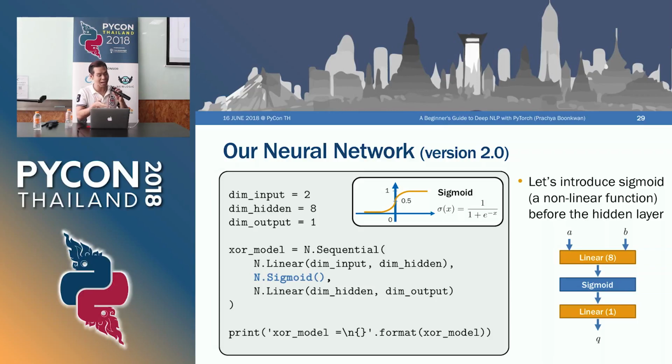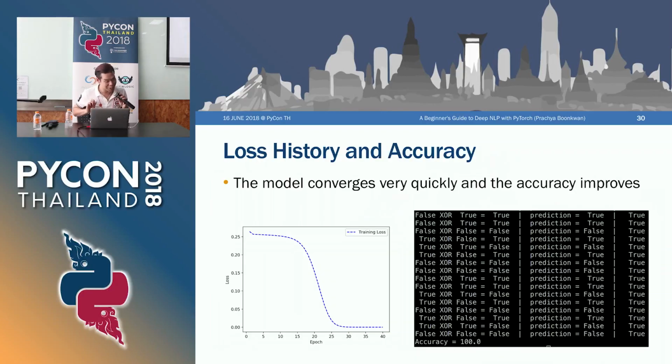Okay, so I add the Sigmoid Function in between, like after the hidden layer. The Sigmoid Function down there. And let's see what's going on. So I train it again, and I achieve 100% accuracy right away. What's going on here? I just add one activation function, and it works perfectly.